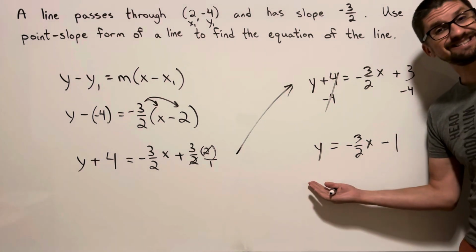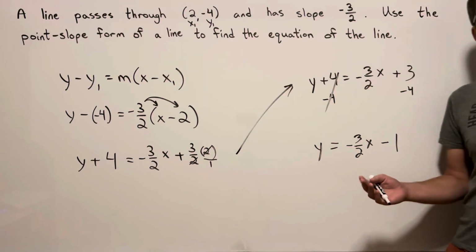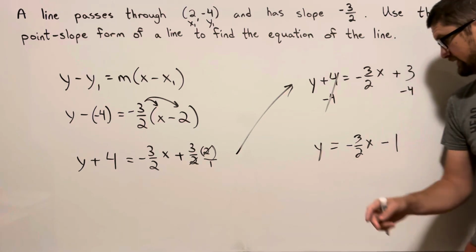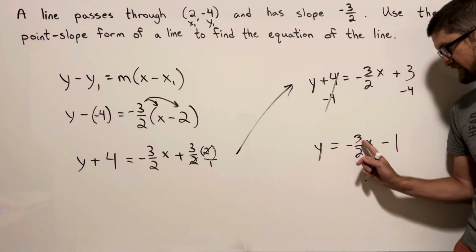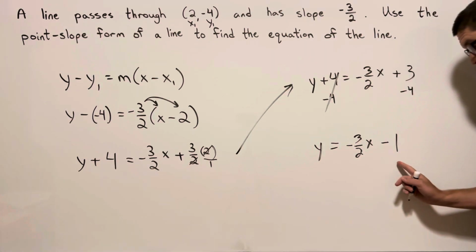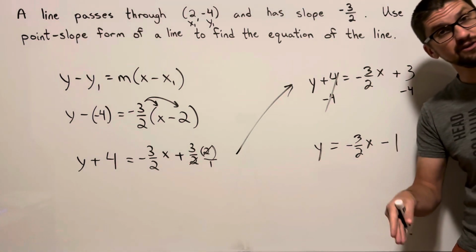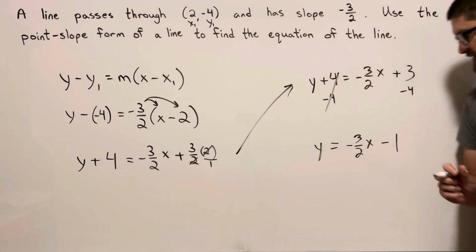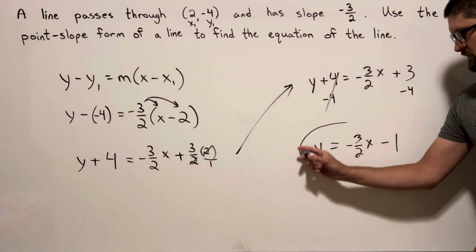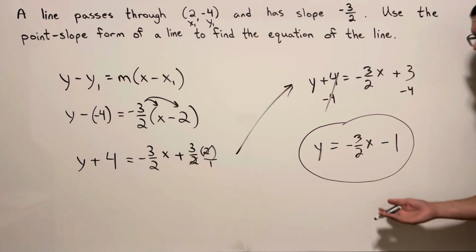So this would be the slope-intercept form. Slope-intercept form is y equals mx plus b. So the m matches up with the slope, -3/2, and the b value is where it crosses the y-axis. It's crossing the y-axis at -1. There you go.